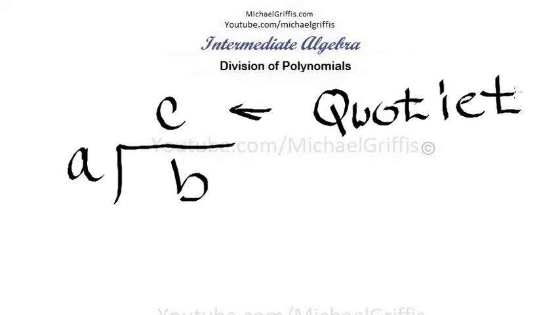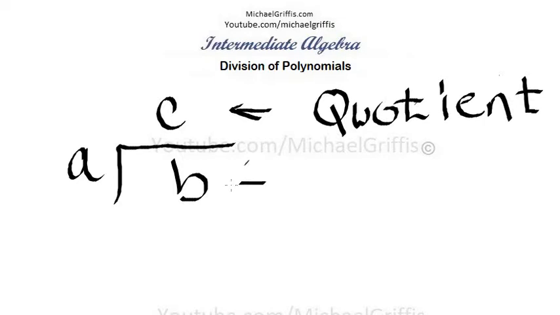Okay, so whoa, did I not spell that right? Make sure we get the spelling correct. Quotient. There's an N in there. Okay, that's called the quotient.